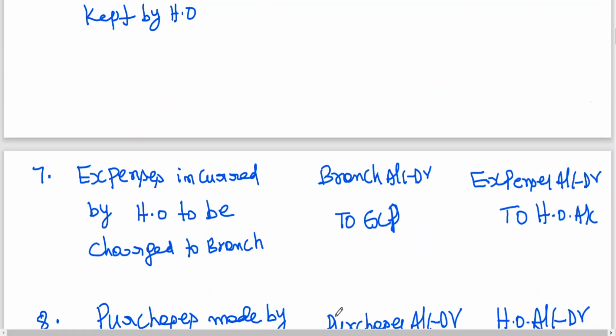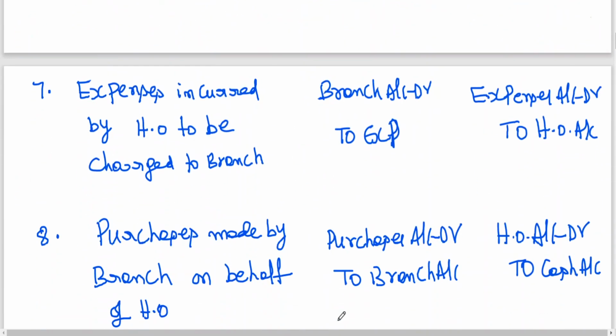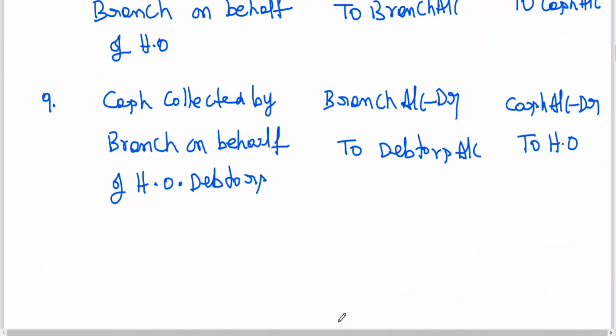I think this is clear to all of you. So far, how many entries I have given? Nine entries. I hope you are copying down with me, or else you can copy down later on. I thought of initially dictating it, but see on the screen like a board. I think you can copy down. Cash collected by branch on behalf of head office.